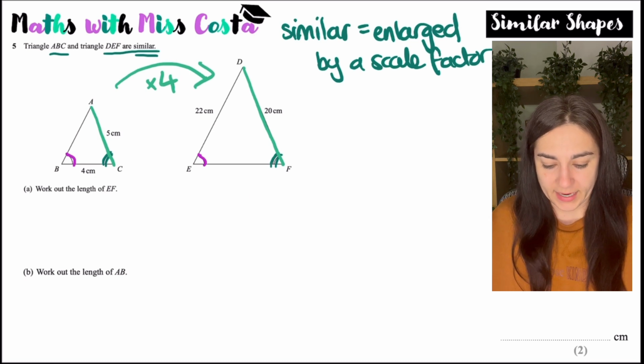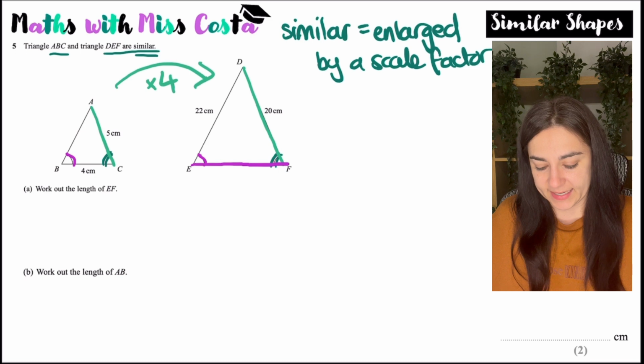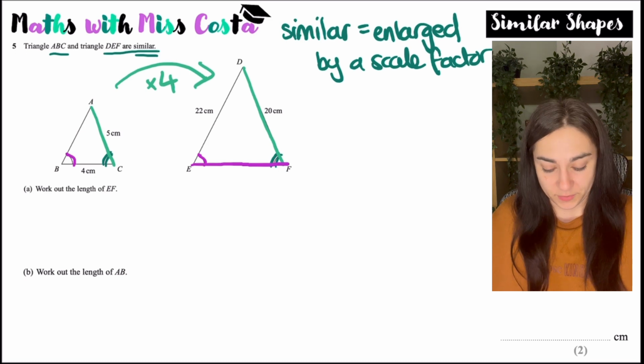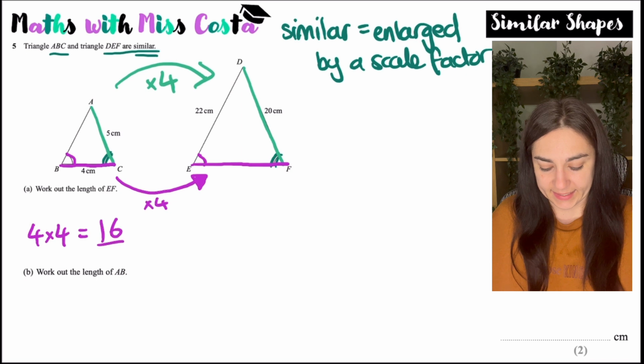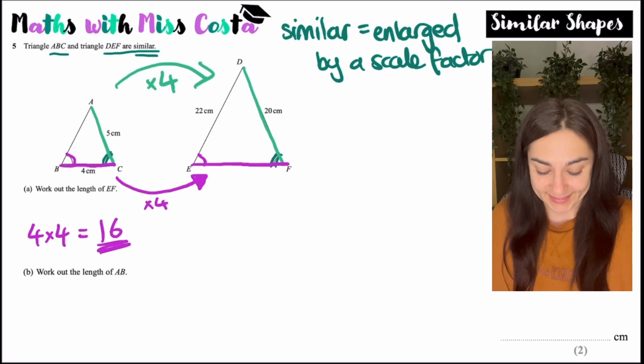Now I want to work out the length of EF, which is this side here, and what's its corresponding side on the smaller triangle, this side here. So what do I do to get from the smaller triangle to the larger triangle? I multiply by 4, and 4 times 4 is 16. So the length of EF is 16.